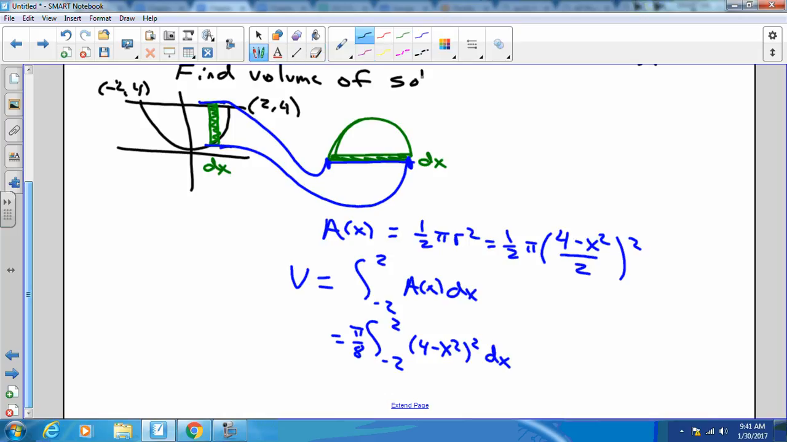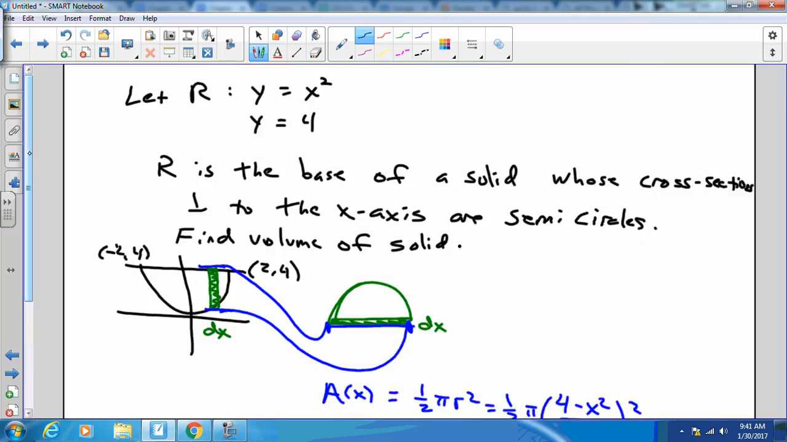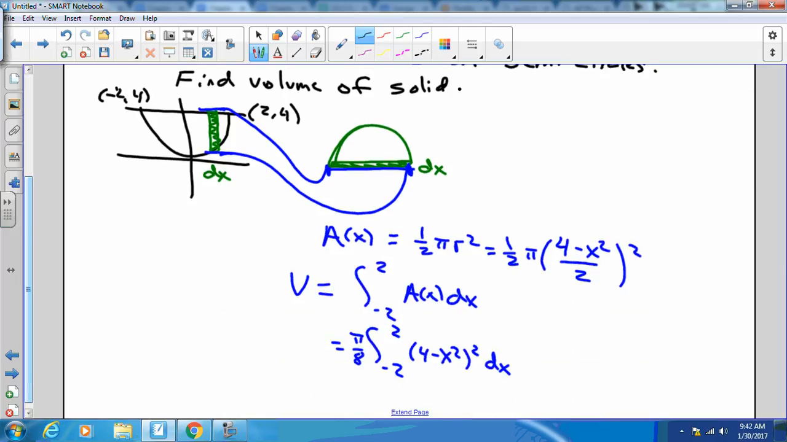Of the solid. Yeah, boy. I am just not with it today. R is a two-dimensional region in the plane. It doesn't have a volume. Yes. Yeah.